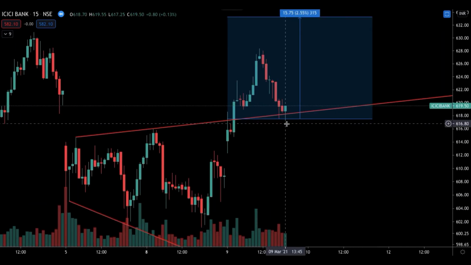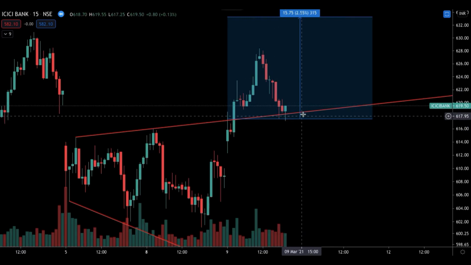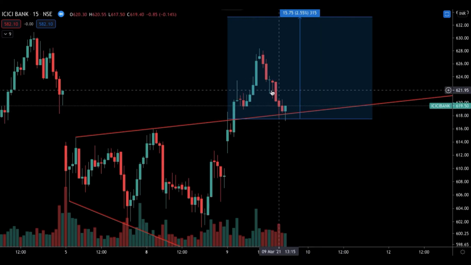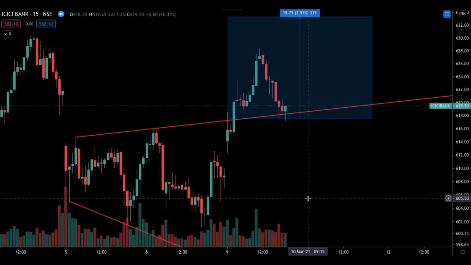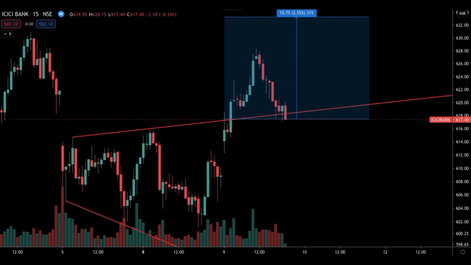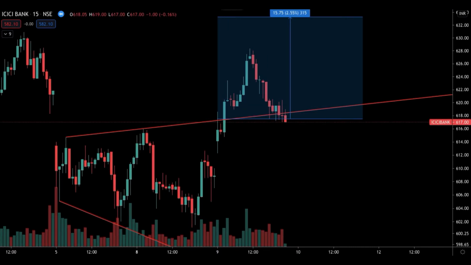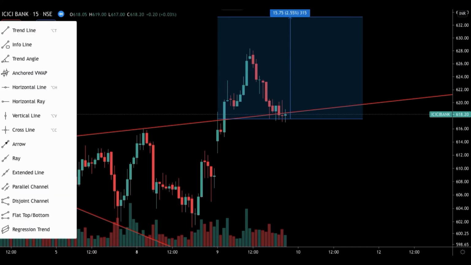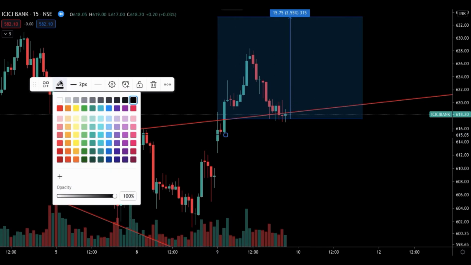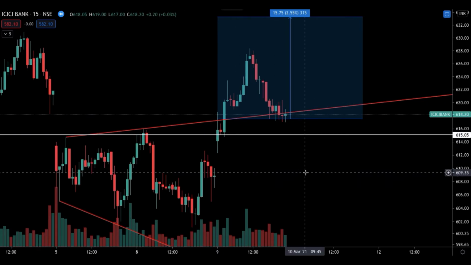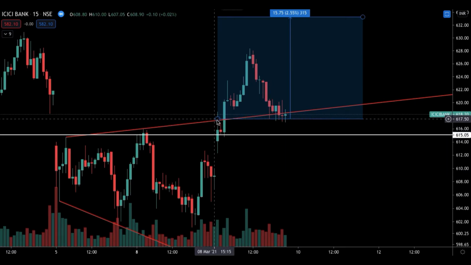No, because the stock didn't close below the trend line. It came to the trend line but didn't close below it. It should close below it for us to book our loss. Now it closed below and we will keep a stop loss here, 615. Why 615? Because it is below its previous high of 617.